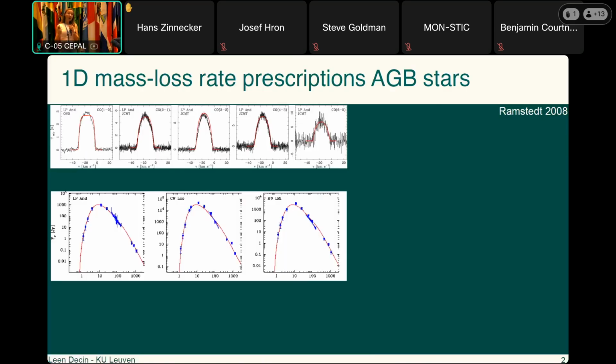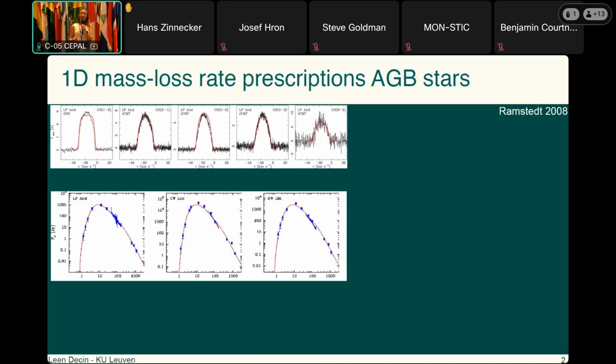And we all know, and I don't have to explain that to this audience, that there are two main methods to derive the mass-loss rates of AGB stars, also of red supergiants. This is a picture taken from the paper of Sofia Ramstedt. You can see at the top carbon monoxide lines, at the bottom SEDs, and both of them can lead to a mass-loss rate. The upper one gives the gas mass-loss rate, the bottom one the dust mass-loss rate that we then transfer towards the gas mass-loss rate.